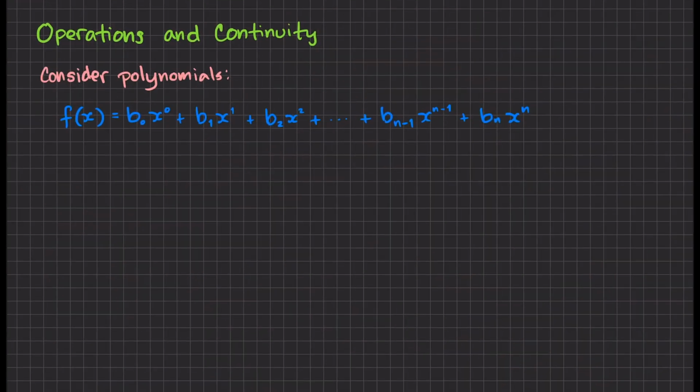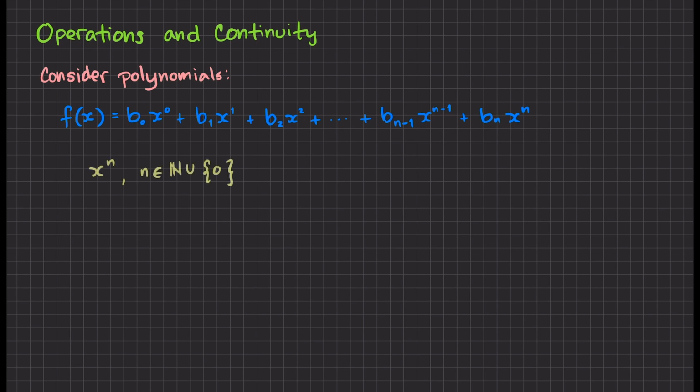Now, let us consider polynomials. So, f of x is equal to this general polynomial expression. So, meron tayong constants b sub 0 hanggang b sub n, and we have x terms na may exponents from 0. So x to the 0 is just equal to 1. x to the first power, to the second power, all the way to the nth power.